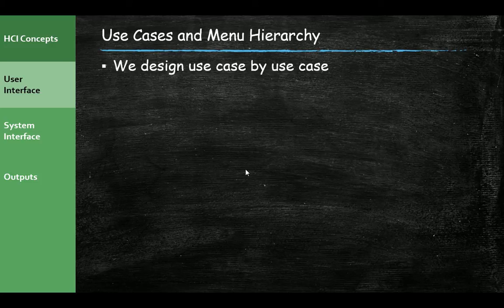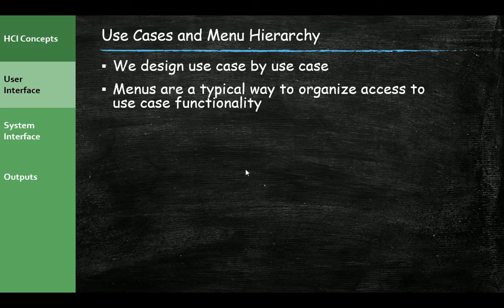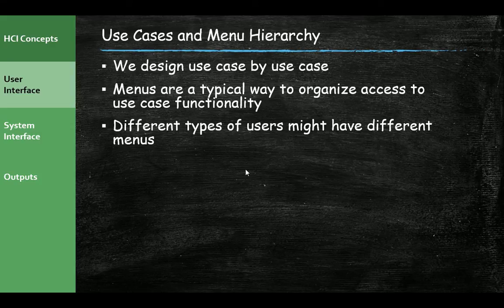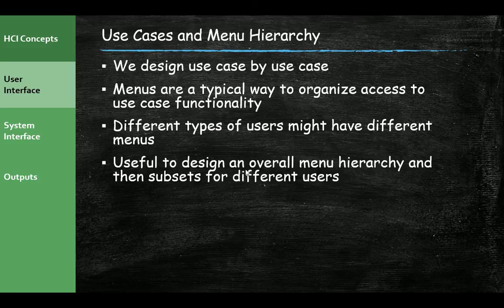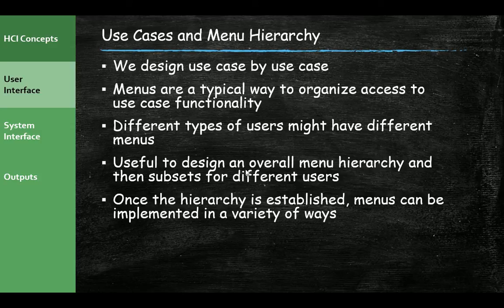So we can design our user interface use case by use case, and our menu hierarchy use case by use case. The menus are a typical way to organize access and use case functionality. Different types of users can have different menus. So an administrator might have one menu, a regular user might have a different menu, a customer could have a different menu, so lots of different types of menus. They're useful to design an overall menu hierarchy and then subsets for different users. Once the hierarchy is established, menus can be implemented in a variety of ways.